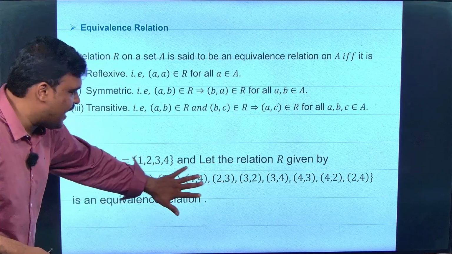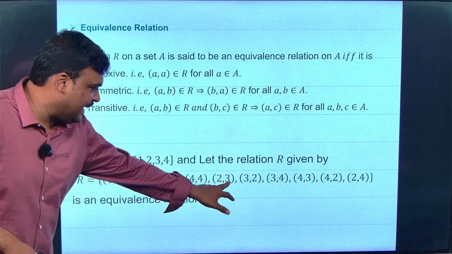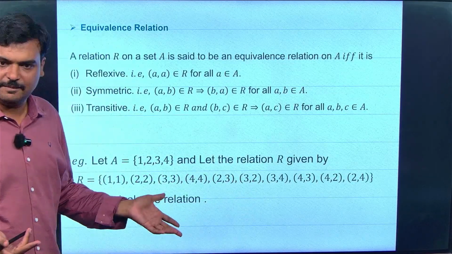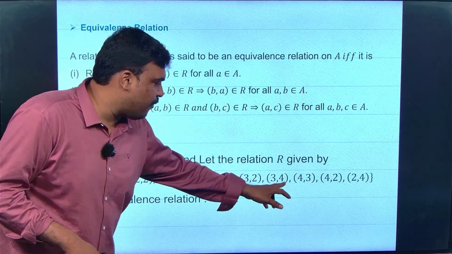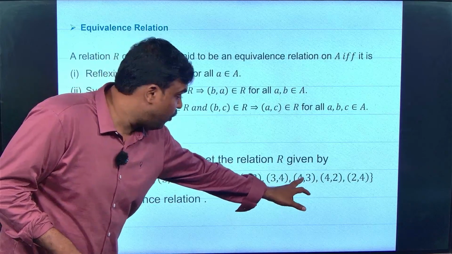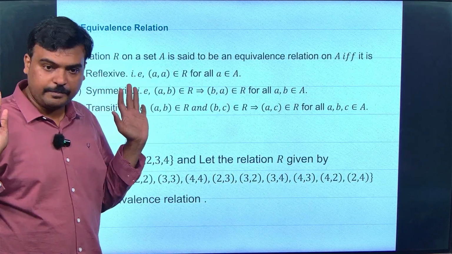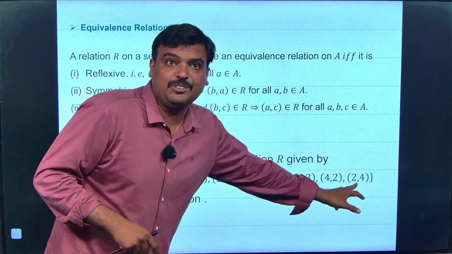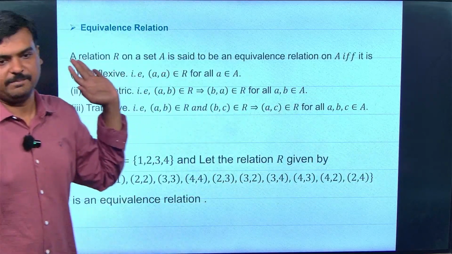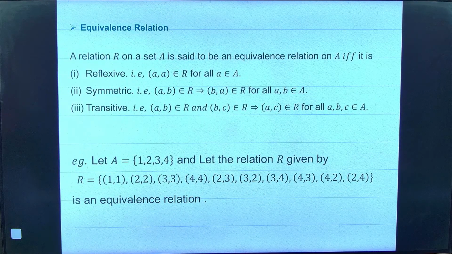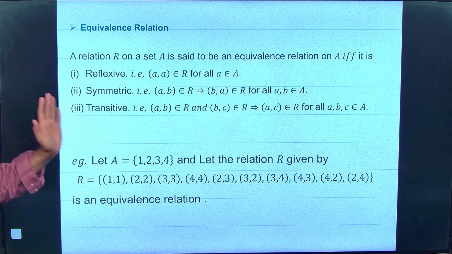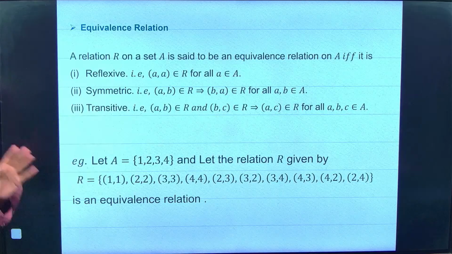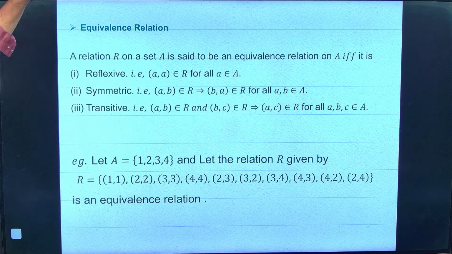So these 4 elements, no issue. (2,3), I want to search for (3,2), is there. (3,4), I want to search for (4,3), is there. (4,2), I have (2,4). Super. No element is having (a,b) and not having (b,a). Correct? (a,b) இருந்து (b,a) இல்லாம இல்ல. So every element is having their own (b,a). So definitely it is symmetric. It passed 2.